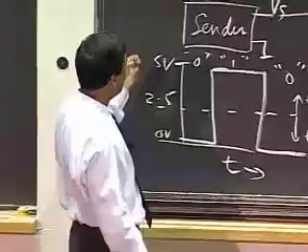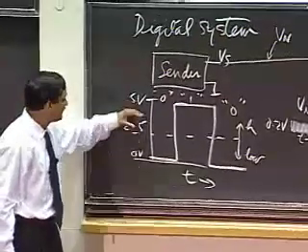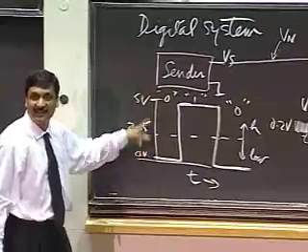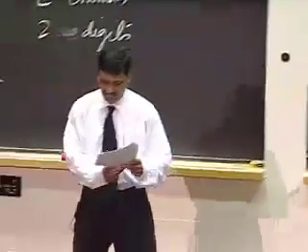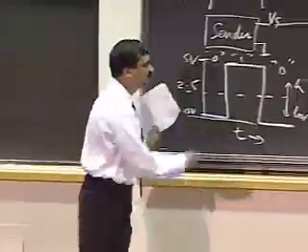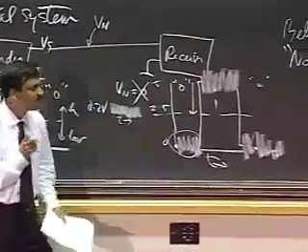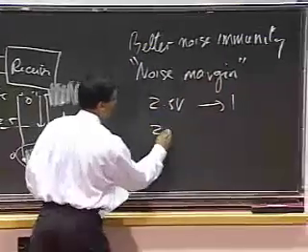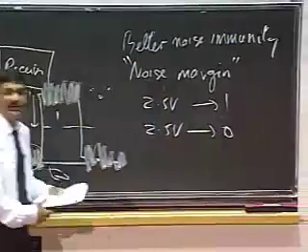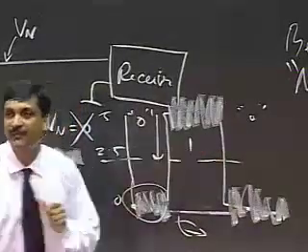Noise margin says how much noise I can tolerate. In this situation, because the sender sends 5 volts and 0 volts, the 5 volts can creep all the way down to 2.5 and I'll still be okay. Similarly, 0 could go all the way up to 2.5 and I'd still be okay. So in this case, I have a noise margin of 2.5 volts for a 1, and similarly 2.5 volts for a 0, because there's 2.5 volts between 0 volts and 2.5.